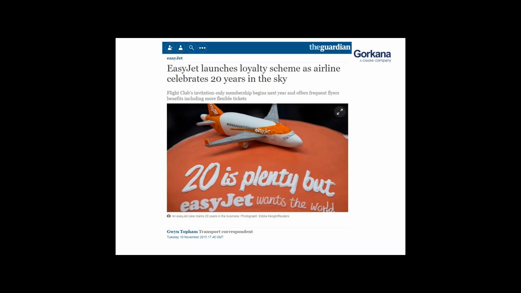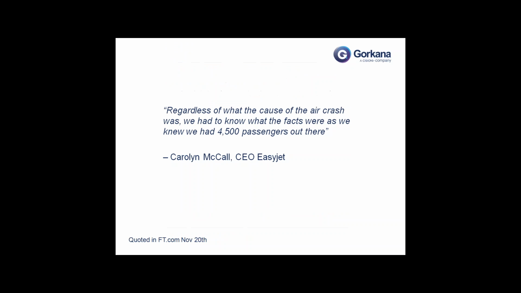Carolyn McCall came from the Guardian previously. She was aware of the media, and they got on the front foot with this. Within minutes of the plane crashing, they got the exec team together to start planning the response. And this is a quote from an article in the FT, where she said, regardless of what the cause of the air crash was, we had to know what the facts were, as we had 4,500 passengers out there. And so EasyJet were proactive. They got on with this.